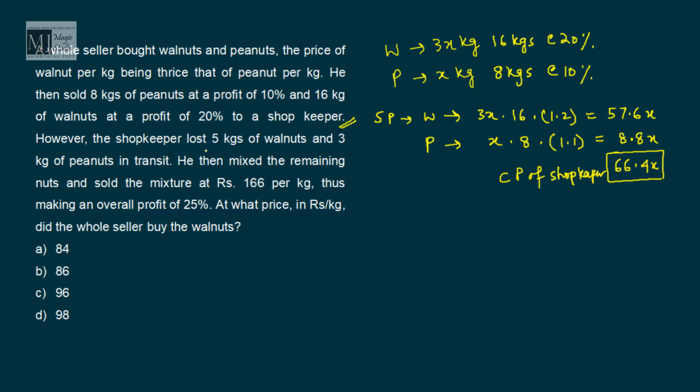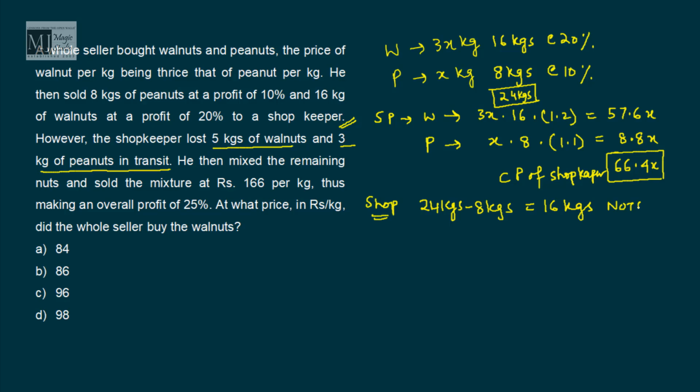However, the shopkeeper lost 5 kgs of walnut. The total purchase was 24 kgs. Now, what is happening with the shopkeeper? He lost 5 kgs of walnuts and 3 kgs of peanuts in transit. That means he lost 8 kgs of nuts. So he went in with 24 minus 8, that is 16 kgs of nuts. I'm talking about nuts, not all combined.